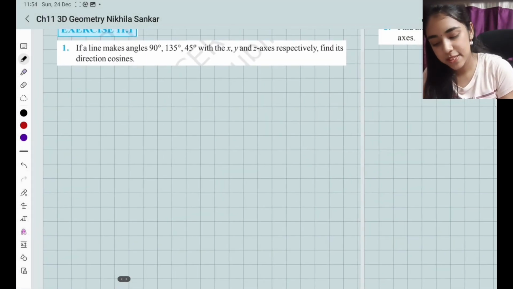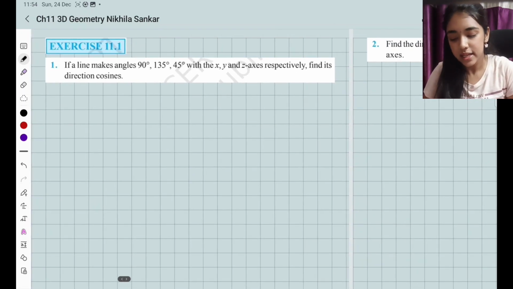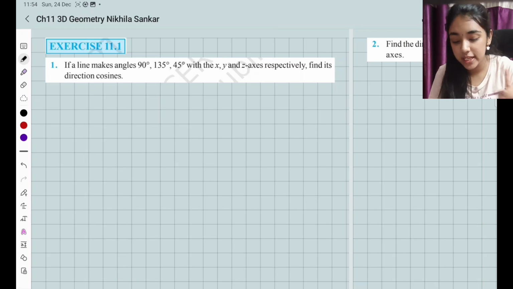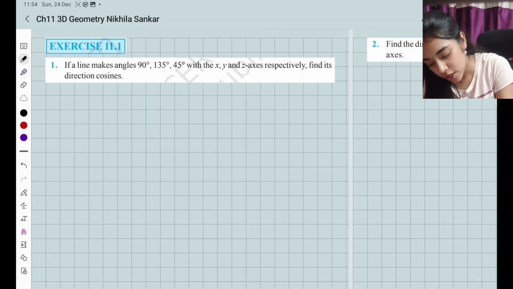So, இவ்வளோ நேரம் example sums போட்டாச்சு. அந்த வீடியோஸையும் பாருங்க. இப்போ now moving on to exercise question. If a line makes an angle of 90, 135 and 45 with the x, y and z axis, find the direction cosine. Cosine என்ன அர்த்தம்?